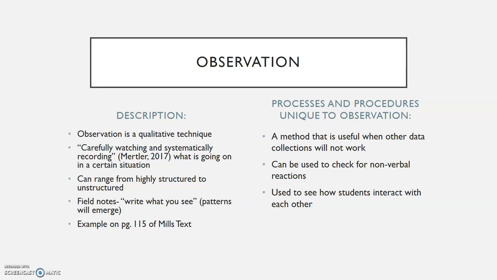When you observe, the notes that you take are called field notes, and you are specifically supposed to write what you see, and you should hopefully see that patterns are emerging. There is a really good example of field notes on page 115 of the Mills text in chapter 5. It starts at the bottom of the page and it just lists the time and then the events as they're happening. So they're writing what they see and there's nothing else added into that except for exactly what is happening.